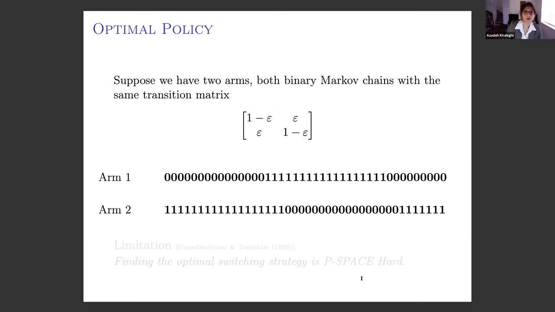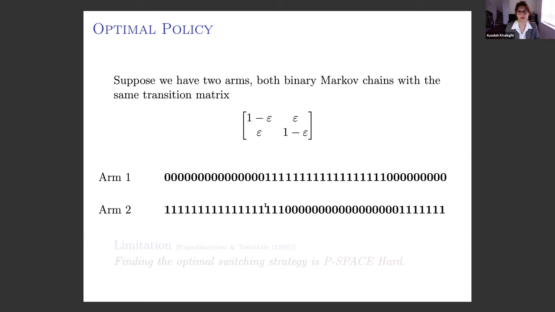Suppose that we have 2 arms, and both of them follow a binary Markov chain process. They're not even necessarily a general phi mixing process, they're just binary Markov chains with this transition matrix. They both have the same transition matrix. And by the way, before I move on, let me emphasize that as you sample, the processes still move on. That is why the problem is called a restless bandit problem.